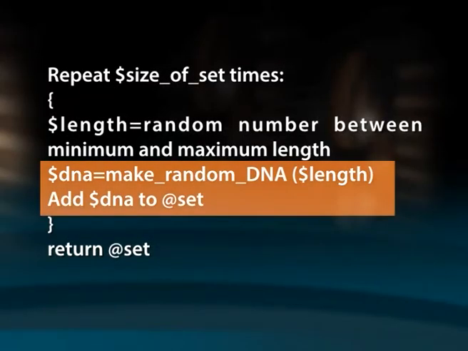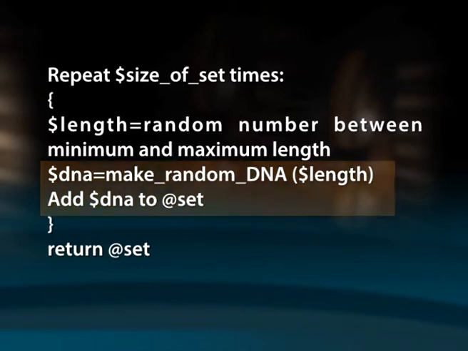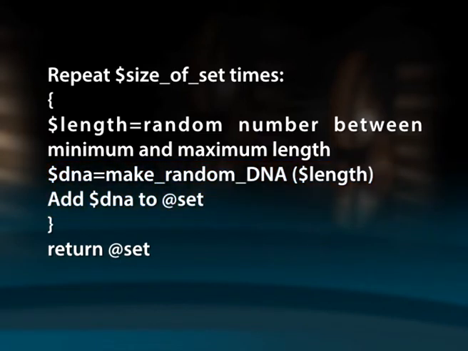Then make random DNA function is called with the argument $length and is returned to $DNA. Then this DNA is added to the array set. This is repeated for a number equal to the size of the set. Finally, the array set is returned.